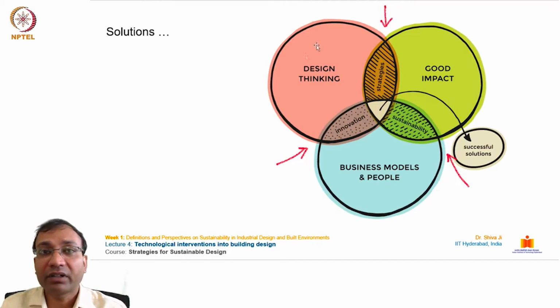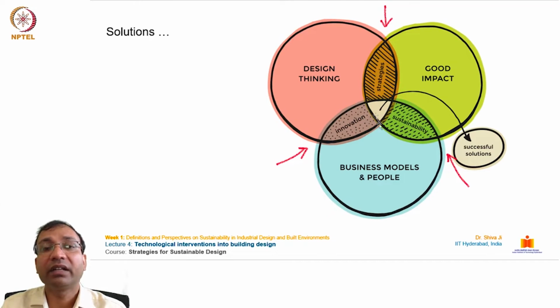Further, we have to improve this design thinking: how responsibly, how in an empathetic way we can design solutions, whether they are from industrial design courses, architecture, in the field, or even academic projects, so from anywhere. This is where these strategies fall in place, and between design thinking, the business model, and people, we can go for innovative approaches.